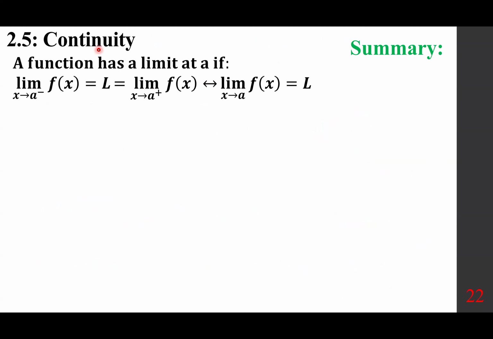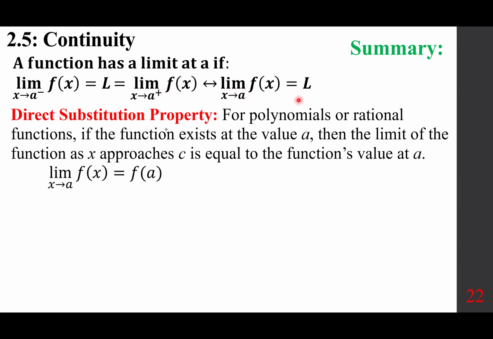All right. Continuity. A function has a limit at a if the limit of f of x as x approaches a from the left equals L, and it's equal to the limit of f of x as x approaches a from the right. So a from the left, a from the right. If the left and right result in the same thing, then the limit of f of x as x approaches a equals L.